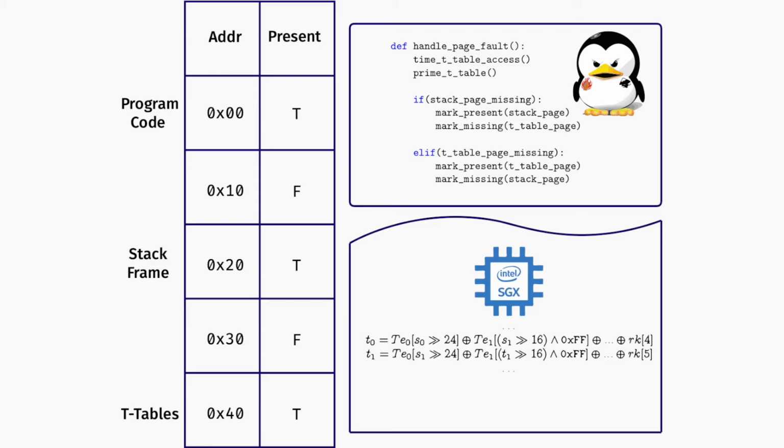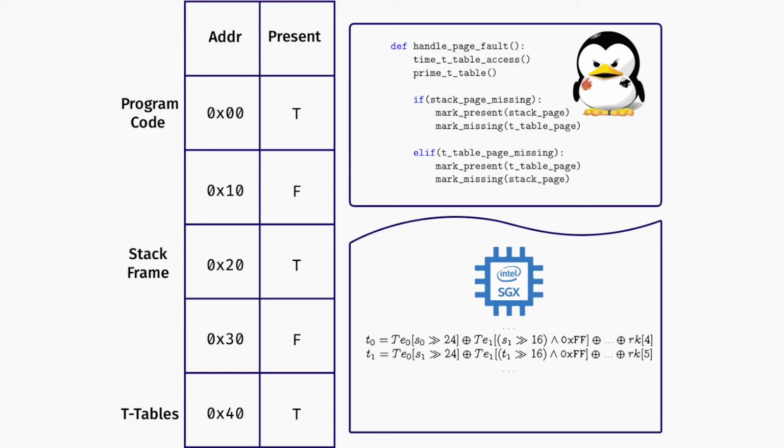We were able to overcome this difficulty, and did so by alternately toggling the present bit on the stack frame containing the variable used to index into the t-tables, along with the present bit on the page table entry corresponding to the t-tables themselves. Join me to observe the procedure played out before you.